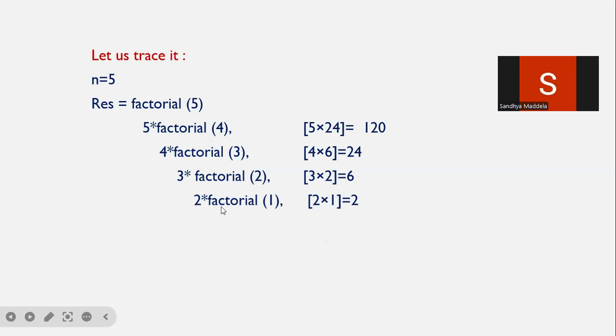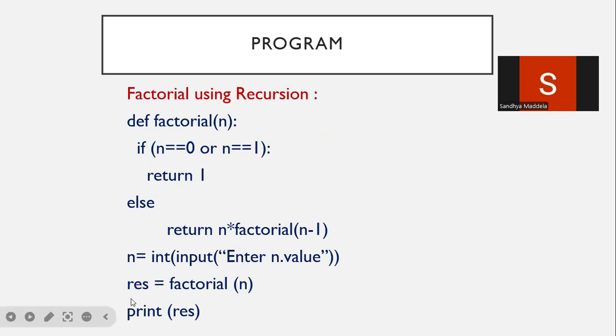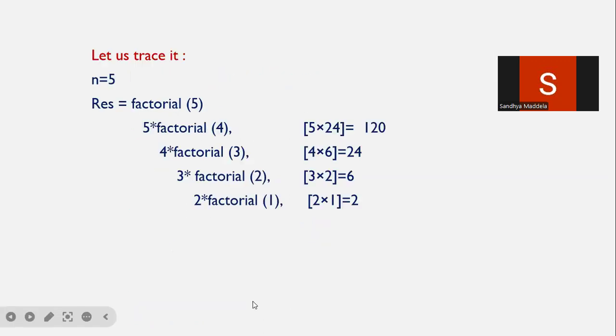So it means 2 into 1 is equal to 2. 3 into factorial of 2, meaning 2, so 3 into 2 is equal to 6. And 4 into factorial of 3, meaning 6, so 4 into 6 is equal to 24. So 5 into factorial of 4 means 5 into 24, which is 120. So automatically it will print the result as 120.